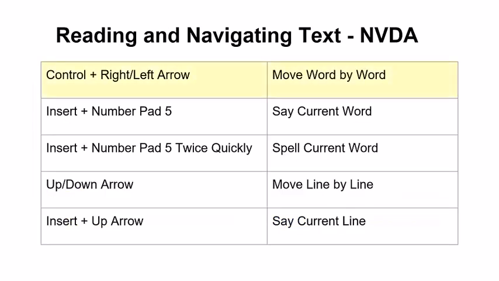Moving on, control plus right or left arrow will move word by word. Number pad 5 plus the insert, so insert number pad 5 will say the current word. Insert plus number pad 5 twice quickly will spell the current word. Up and down arrow will move line by line, and insert plus up arrow will say the current line.